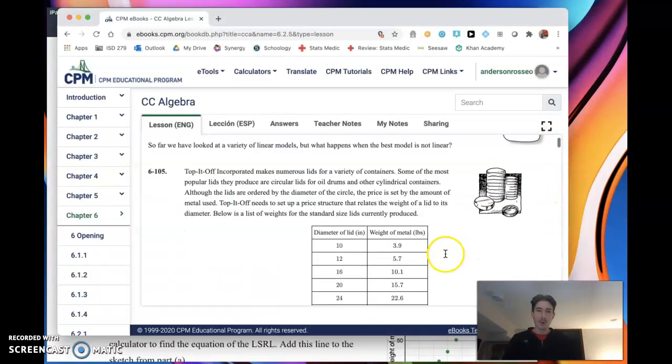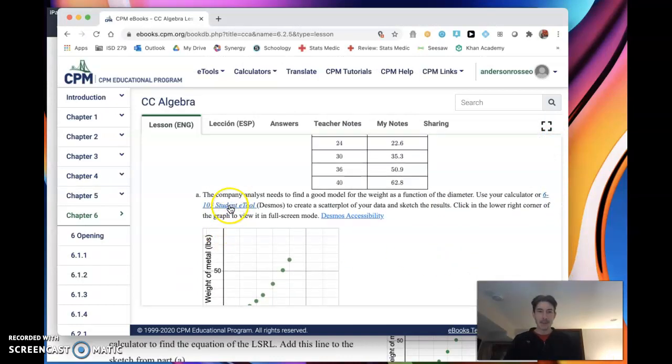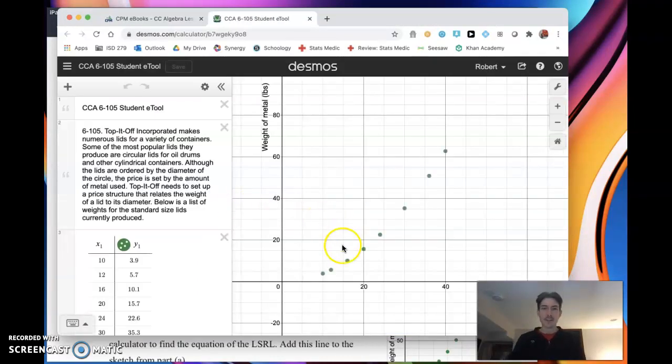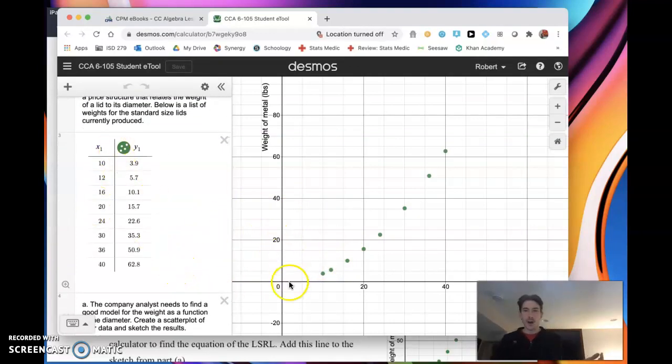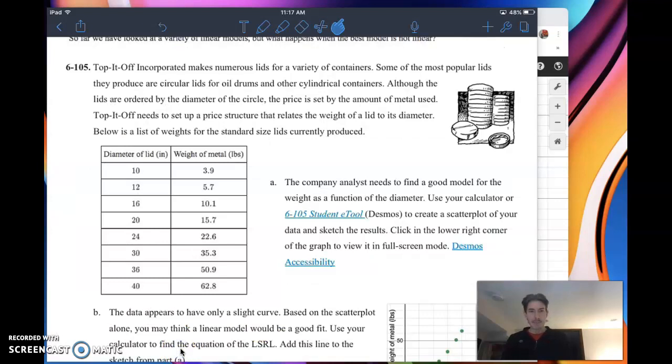So I'm going to go back to my book here, and I'm going to click on the 6-105 e-tool. Already, this is the same problem we're dealing with. Already I can see what appears to be maybe an exponential style curve. And so already I'm thinking this model is not really a linear model, and I'm starting to think, let's proceed with caution, okay?